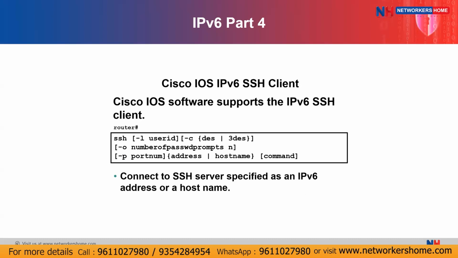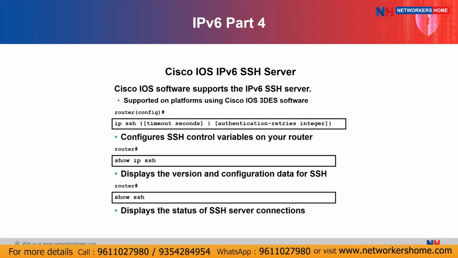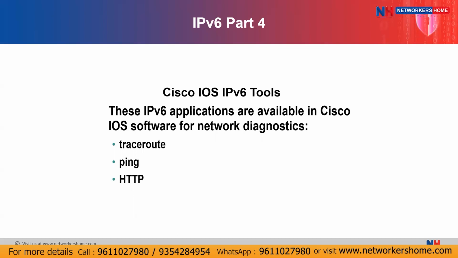Connect to the SSH server specified by an IPv6 address or a host name. Cisco IOS software supports the IPv6 SSH server, supported on platforms using Cisco IOS 3DES software. Configure ip ssh time-out in seconds for authentication, and then verify through show ip ssh and show ssh. Show ip ssh displays the version and configuration data for SSH, and show ssh displays the status of SSH server connections.